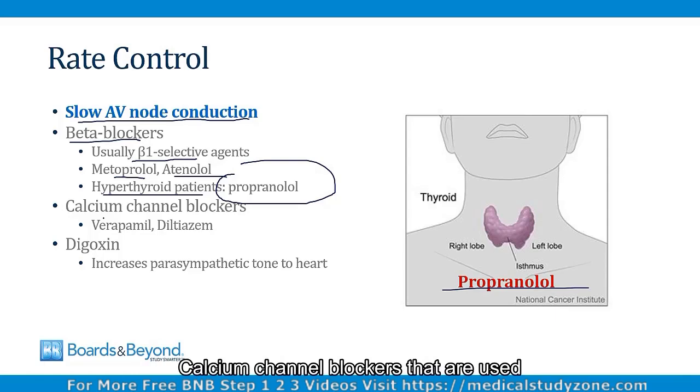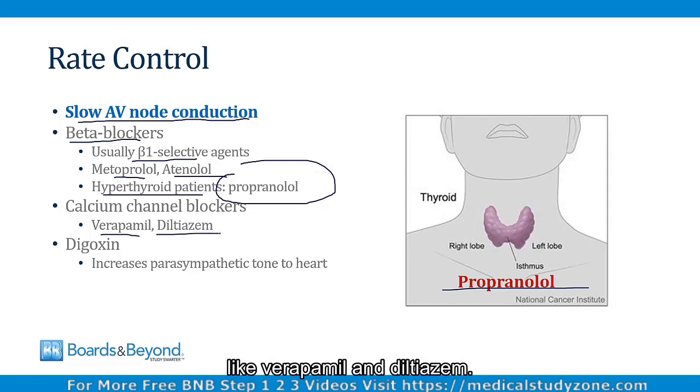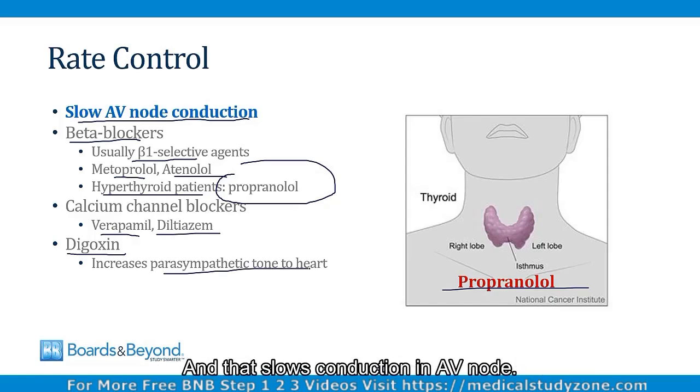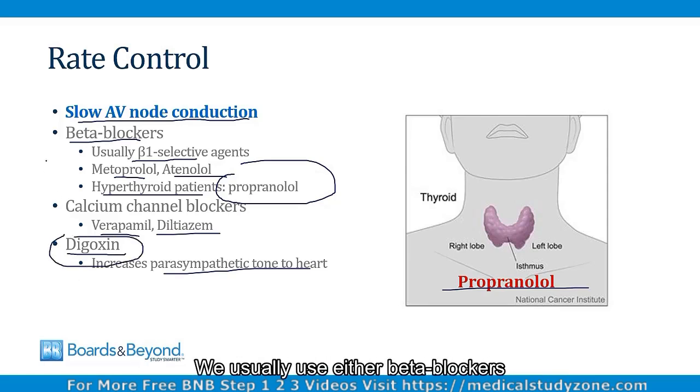Calcium channel blockers that are used are the calcium channel blockers that work on the heart, like verapamil and diltiazem. And then finally, digoxin can be used because it increases parasympathetic tone to the heart, and that slows conduction in the AV node. Years ago, digoxin was often used for AFib rate control. It's rarely used in the modern era. We usually use either beta blockers or calcium channel blockers.